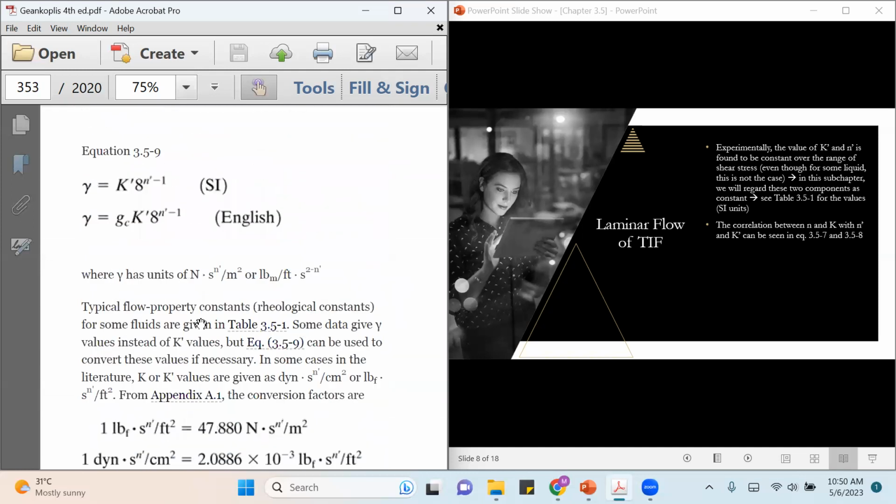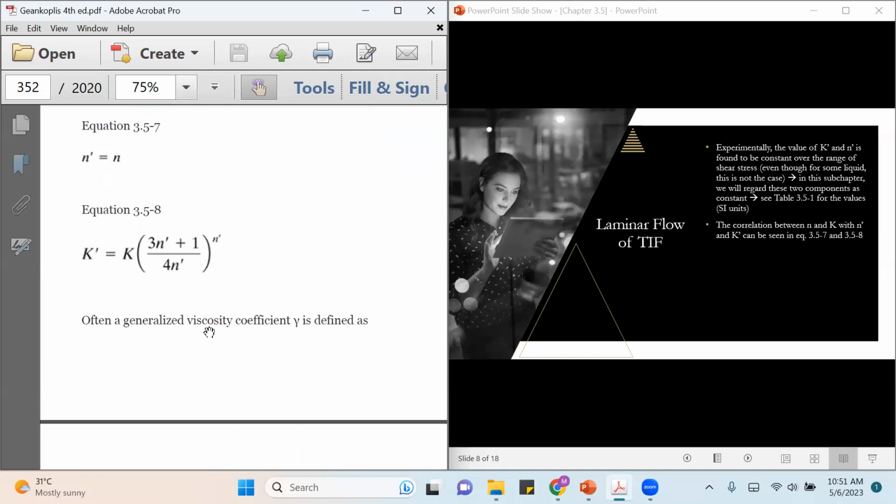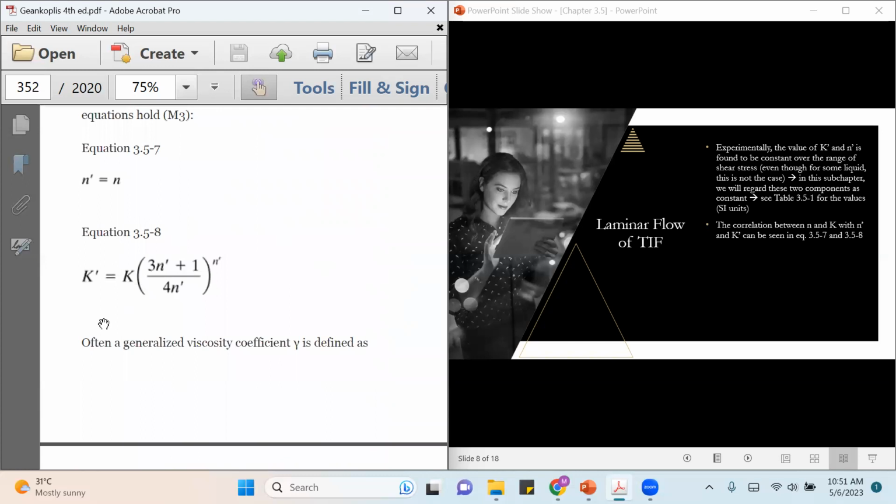So as I said previously, Nxn and N are equal to each other. So this is the correlation between N and its Nxn counterpart. And then this, it's Kxn equals K times and so on. In this table it's K, not Kxn, but you actually need Kxn in equation 5. Then you can use this equation.